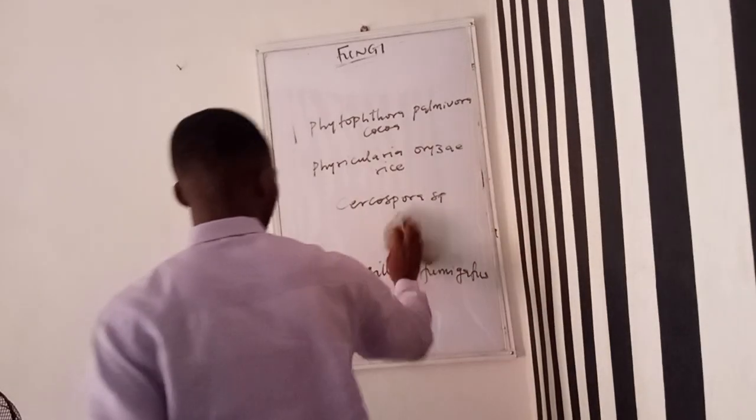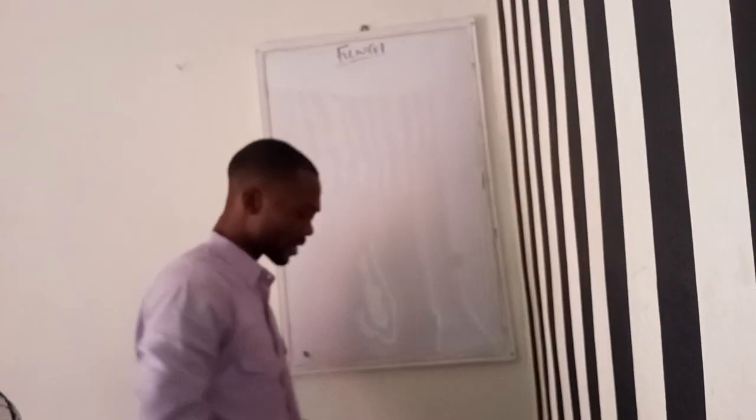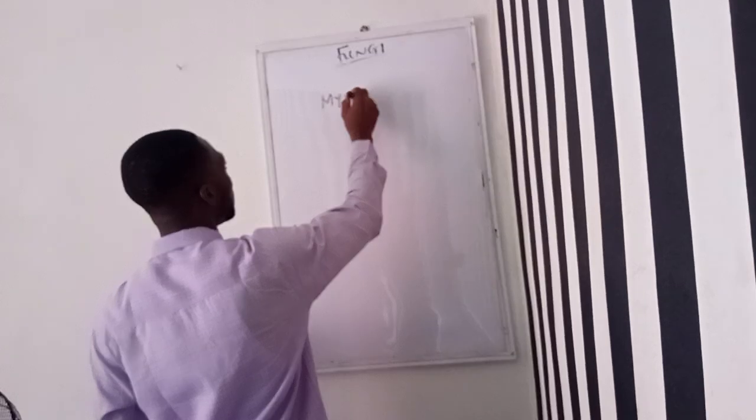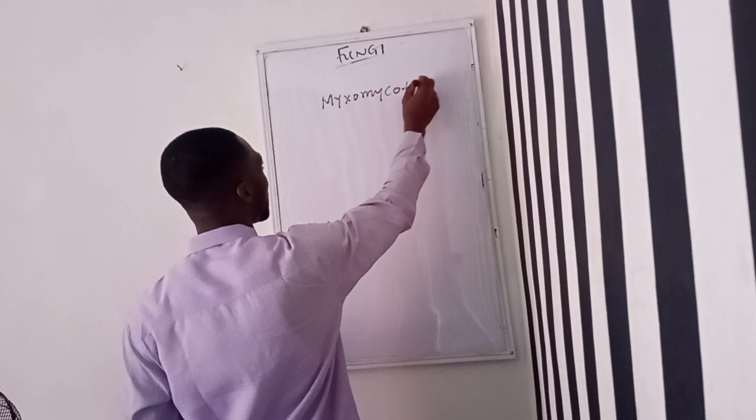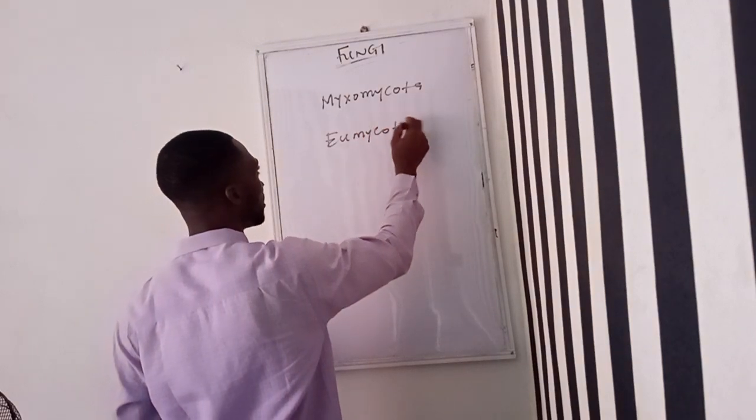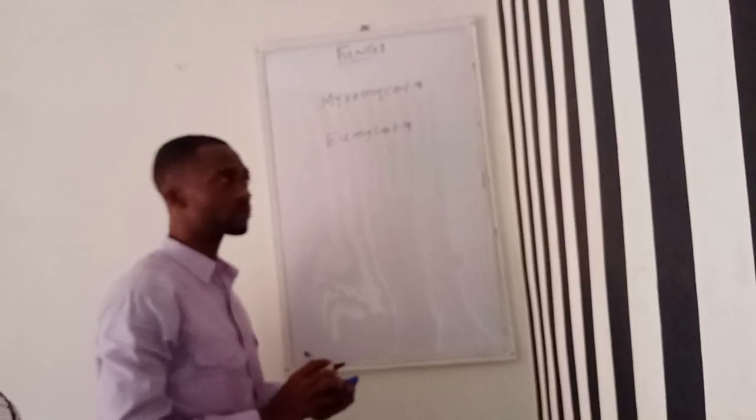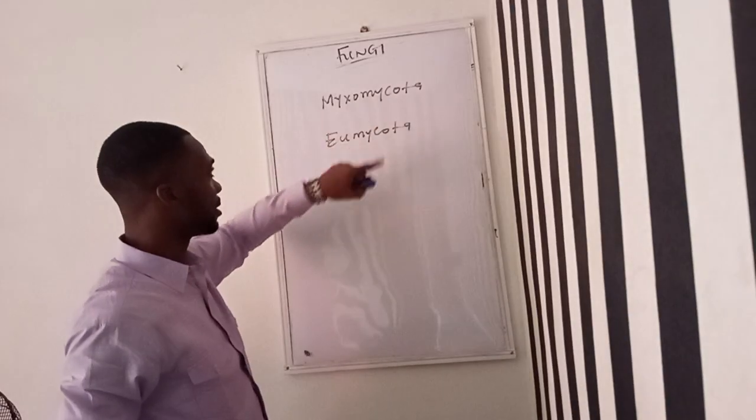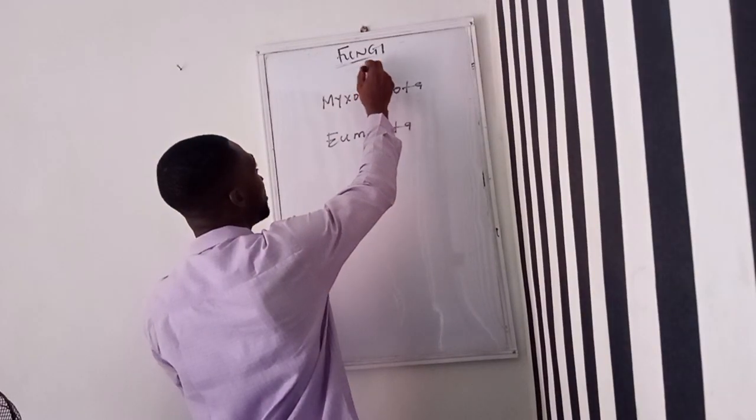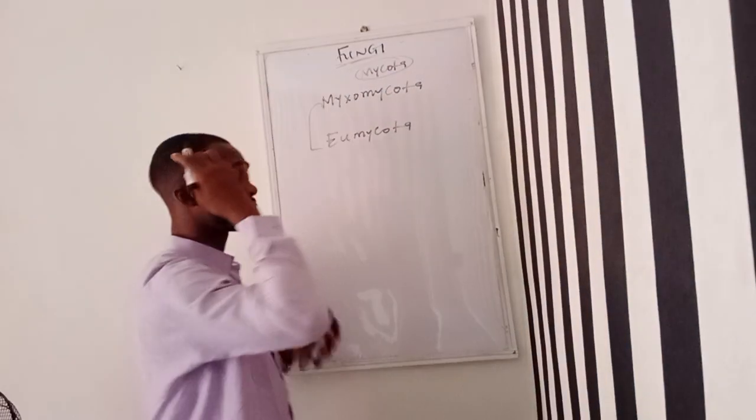Lastly, before we go, let's talk about the divisions of fungi quickly. Fungi can be divided into two main divisions. We'll have the one they call the Myxomycota and the one they call the Eumycota. These are the two main divisions of fungi under the kingdom Mycota.